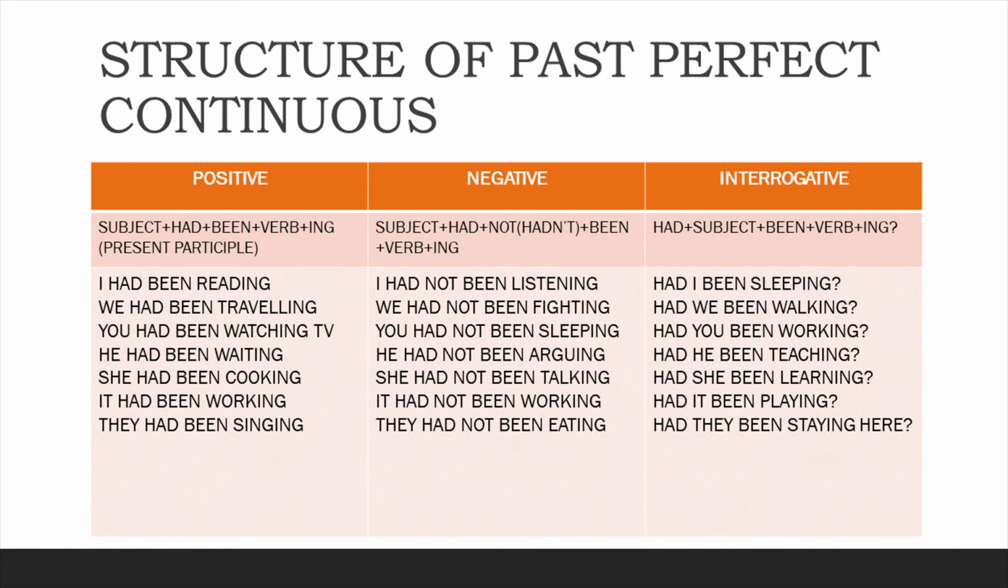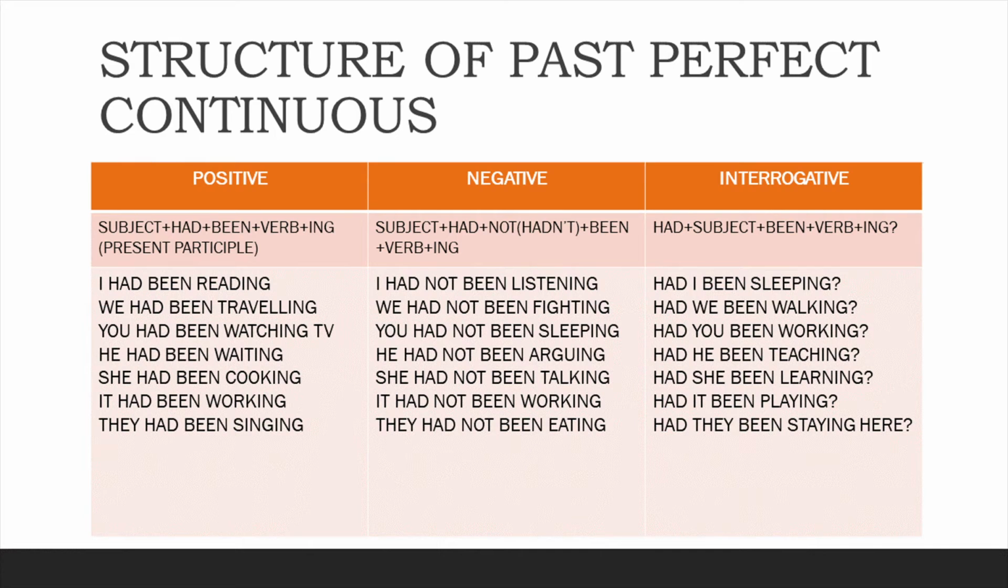Let's look at the negative forms. So subject plus had plus not, which is a contraction, hadn't, plus been plus verb plus ing. So the contraction hadn't is used in spoken context. You don't use hadn't in written language. Okay, so that's something to keep in mind.